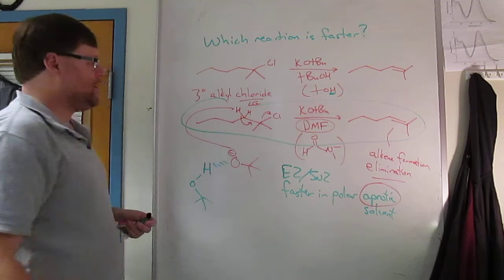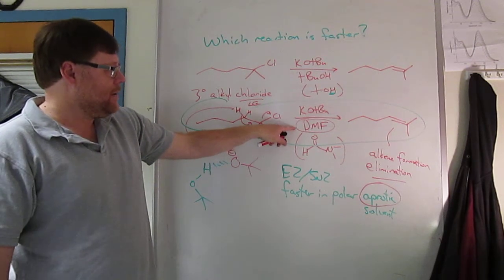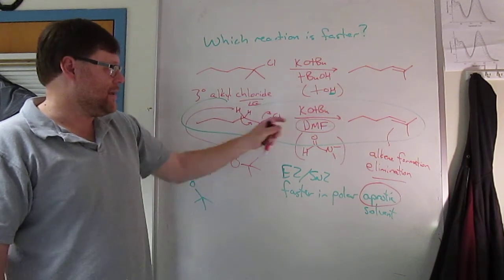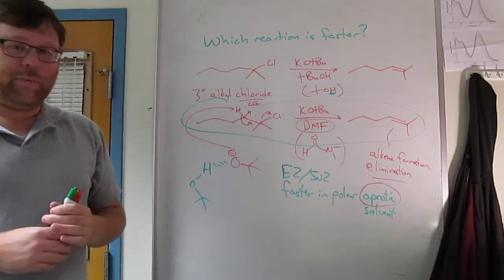Right? The bottom reaction is faster because the solvent doesn't hydrogen bond to the base, whereas in the top reaction, T-butanol does hydrogen bond to the base. So this is a difference in solvent. Polar aprotic gives faster E2 and SN2 than a polar protic solvent.